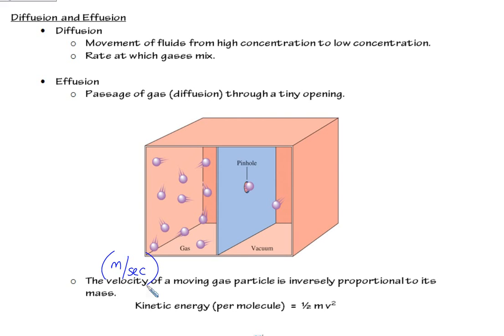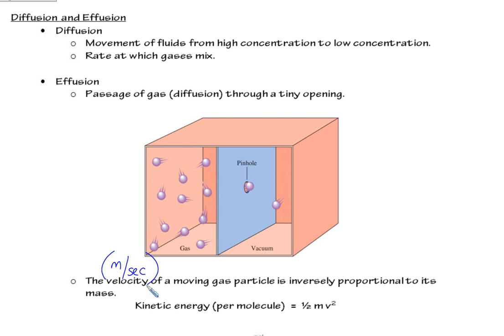So if I had a balloon filled with helium and a balloon filled with xenon, and I popped a tiny little pinhole in each balloon, they might ask me which balloon will deflate faster. And then I would say, well, the helium balloon. The helium particles are smaller and they have less mass, so they'll move faster out of that tiny opening than heavier particles like xenon.